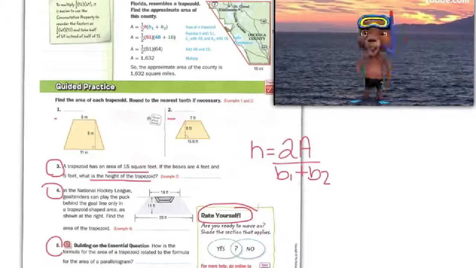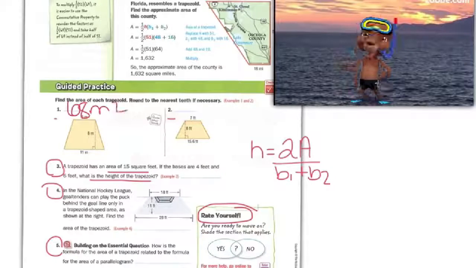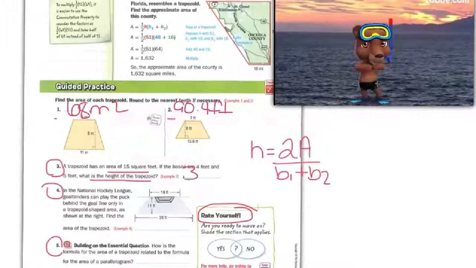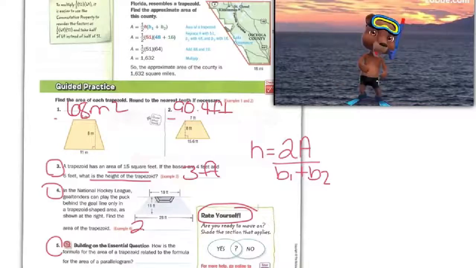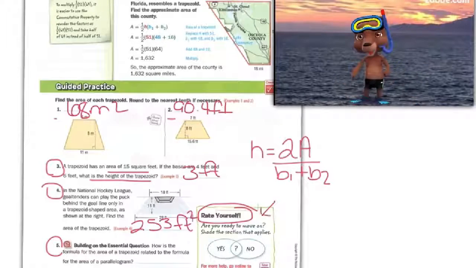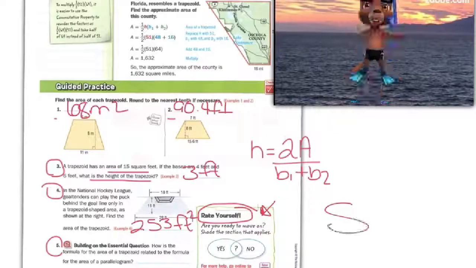For number 1, you should have 68 meters squared. For number 2, you should have 90.4 feet squared. For number 3, you should have 3 feet. For number 4, 253 feet squared. And for number 5, you might have different answers. Don't forget to rate yourself and show these answers to your teacher before you move on.